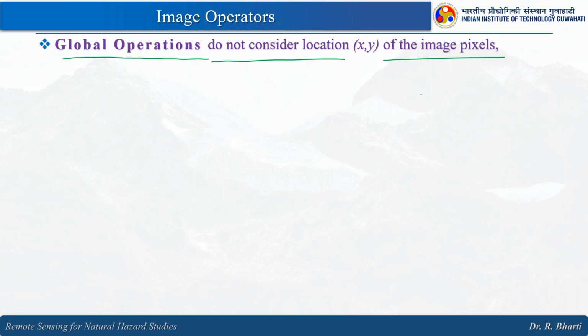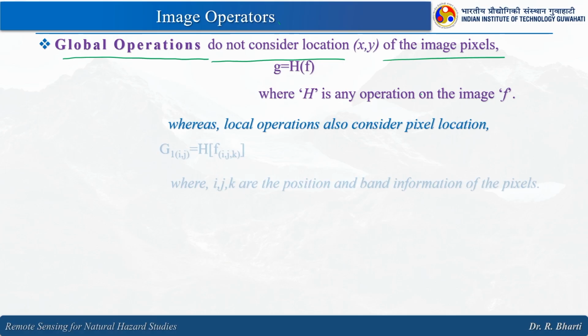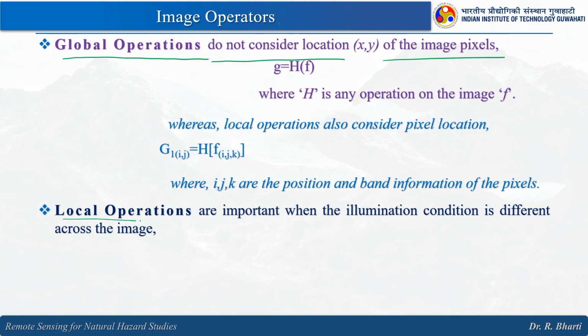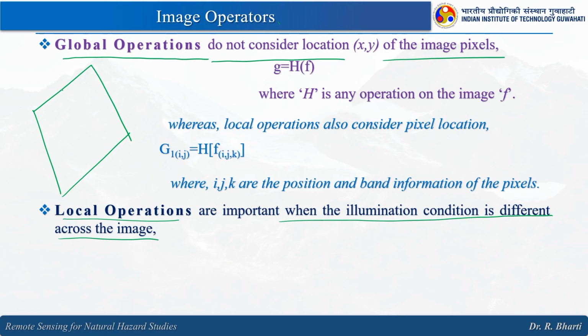So, this will be global, right. Then next is the local operation. So, here the illumination condition is different across the image. Suppose this is 1 kilometer by 1 kilometer and part of the area was cloud covered. Let us take this particular area was cloud covered. So, here this portion needs more improvement, right.